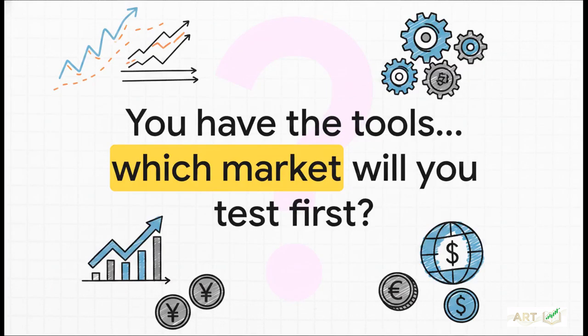So the big takeaway here is that you've moved way beyond just staring at a chaotic chart. You now have the actual building blocks to create a disciplined, rules-based trading system that can help you find those high-probability opportunities. You have the tools now. The only question left is, which market are you going to test them on first?